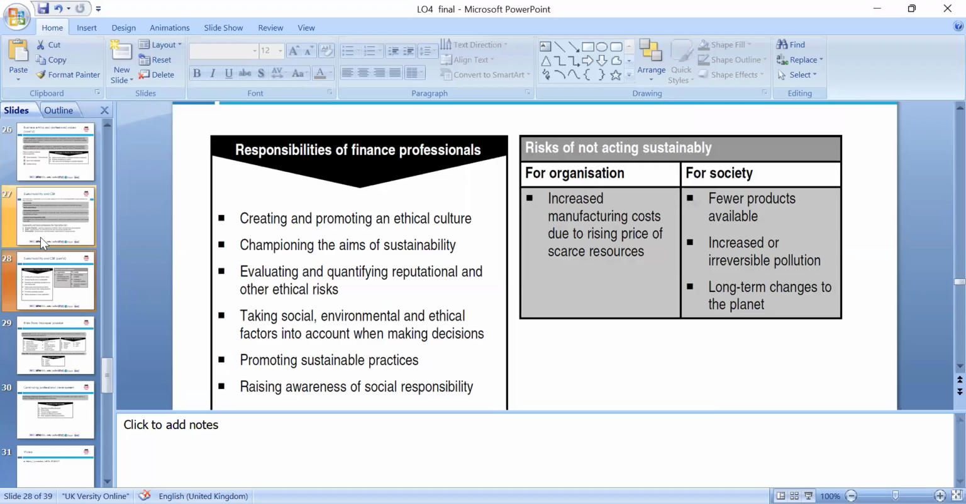So that's the responsibility of the finance profession: creating and promoting ethical cultures, championing sustainability, quantifying the reputation, taking social, environmental and ethical factors into account, and promoting sustainable rising. So we have to make sure.